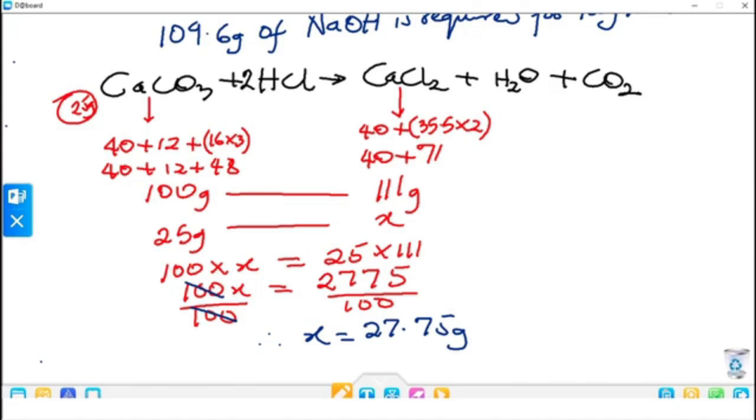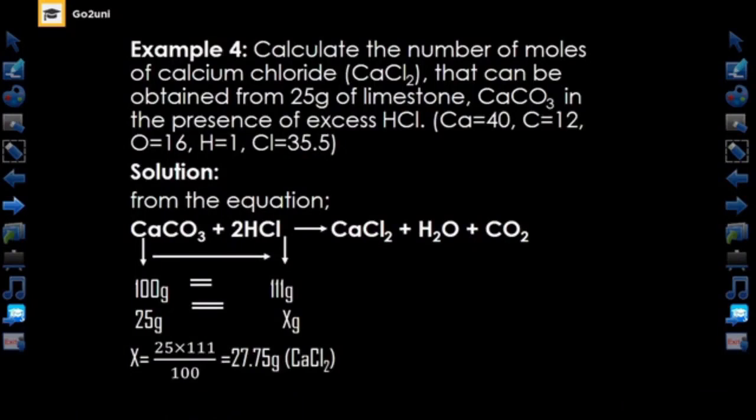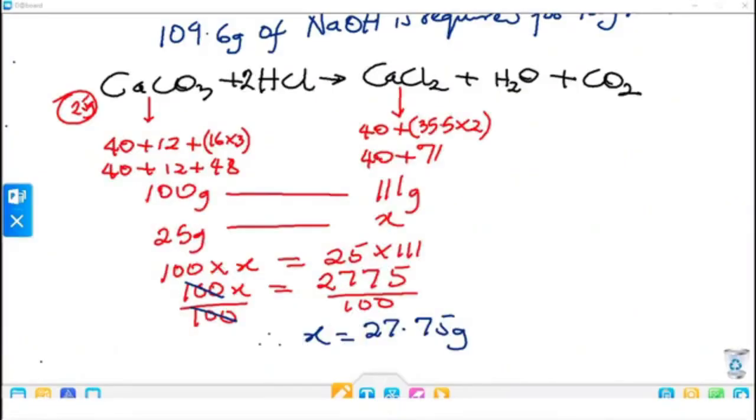But dear students, this is not what is being asked. We are not asked to calculate the mass of calcium chloride that will be produced from 25 grams of limestone. The question says we should calculate the number of moles of calcium chloride we can get from 25 grams of limestone. So we have only succeeded in calculating the mass of calcium chloride produced from 25 grams of limestone, not the number of moles.